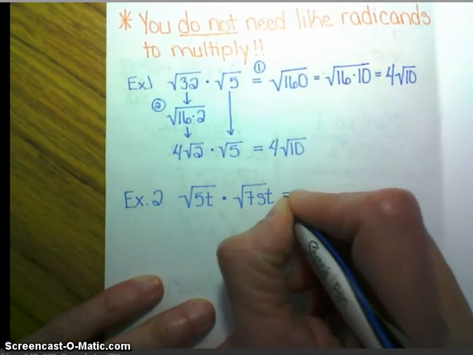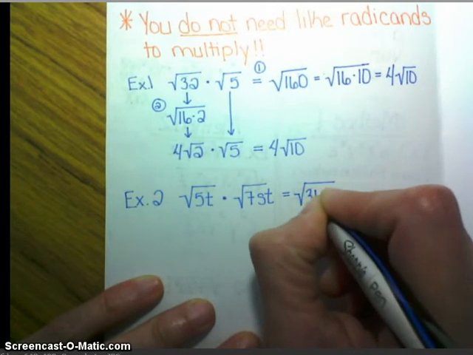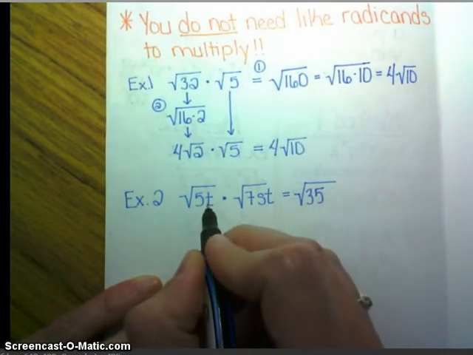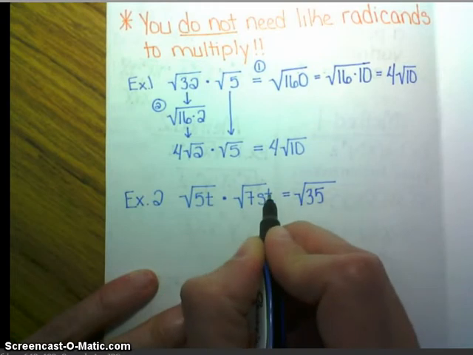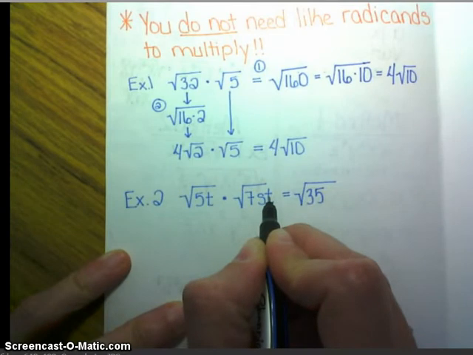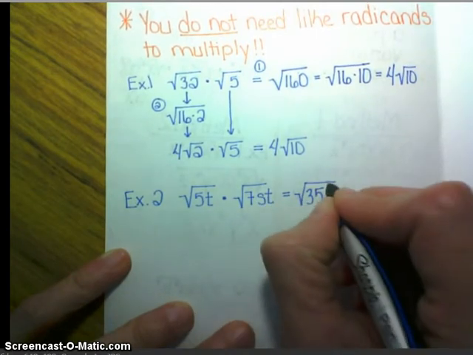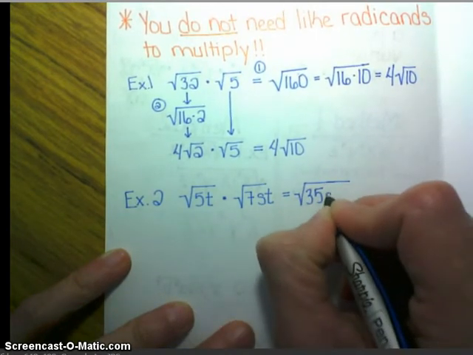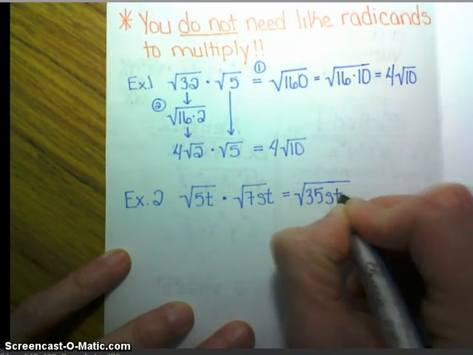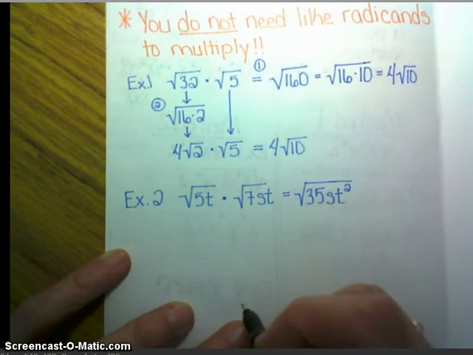So if I multiply 5 and 7 together, I get 35. And then look at your variables. I've got t times st if you want to leave it all together. But if I do t times t, that gives me t squared. And I don't have anything else to multiply the s by. There's not an s in here. We need to keep our variables in alphabetical order. So s will be here, and then t times t gives me t squared. So 35st squared. That's what you get when you multiply those together.